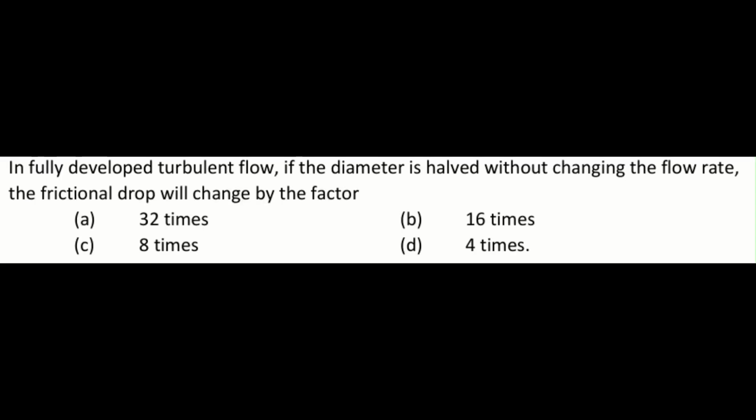Second question: in a fully developed turbulent flow, the diameter is halved without changing the flow rate. The frictional drop will change by what factor? So it is a turbulent flow, the diameter is halved, and the flow rate is kept constant. You have to find the relation of the frictional drop. How much is this factor changing after this condition? So how do we do this one?